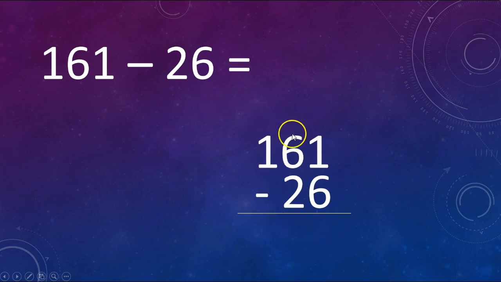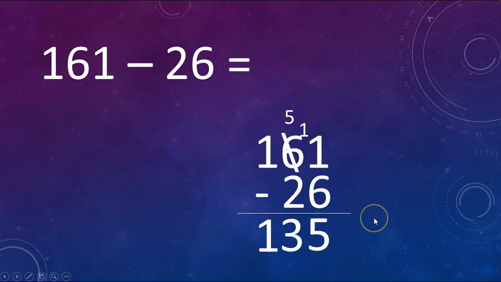Do we need to take any 10s away from the 6 to add to the 1? Yes, we do, because we cannot take 6 away from 1. So the 6 is going to give the 1 a 10 to make it 11. And the 6 is going to turn into 5. What is 11 minus 6? 5. And what is 5 minus 2? 3. And we bring down the 1. And our answer is 135. Is that the answer you got? You did. Give yourself a kiss on the brain. Good job.